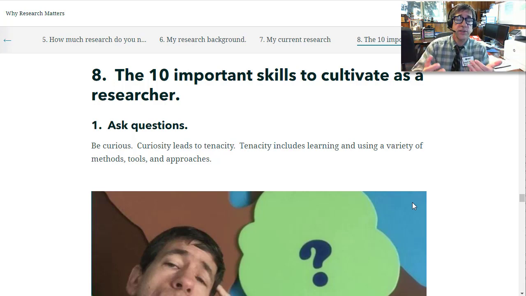Again, a debatable list to be sure, but the most important one, I think, I hinted at this earlier: ask questions. Be curious. Curiosity leads to you asking questions. It also leads to you being tenacious about the tools that you're going to use, the skills that you're going to develop, etc. What skills do I need to develop to be able to answer this question? What data do I need? So be curious. It includes learning and using a variety of methods, tools, and approaches.